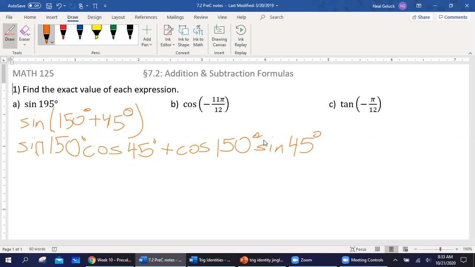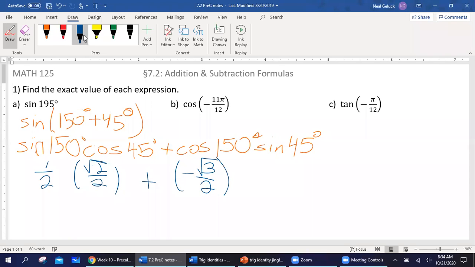So it looks a little cumbersome, but all of these I can calculate. The sine at 150, sine is positive in the second quadrant. It's a half. The cosine of 45 is root 2 over 2. The cosine of 150, cosine is negative in the second quadrant. That's negative root 3 over 2. The sine of 45 is root 2 over 2.